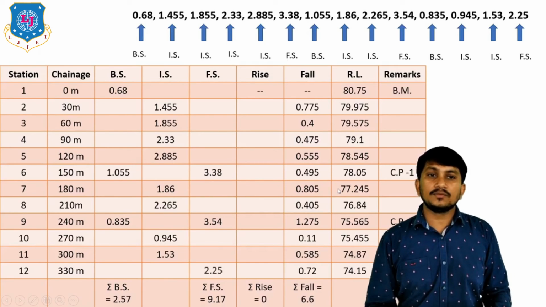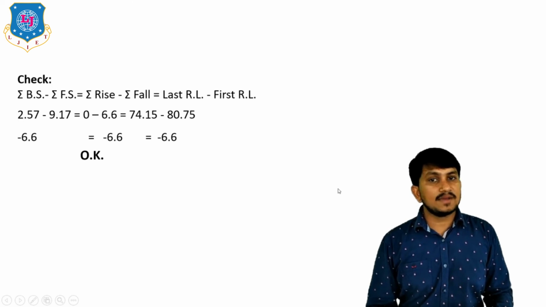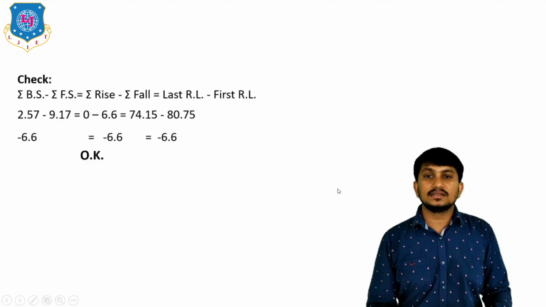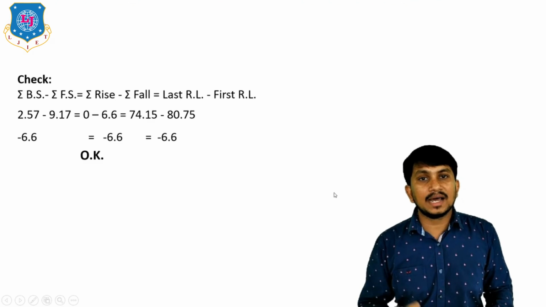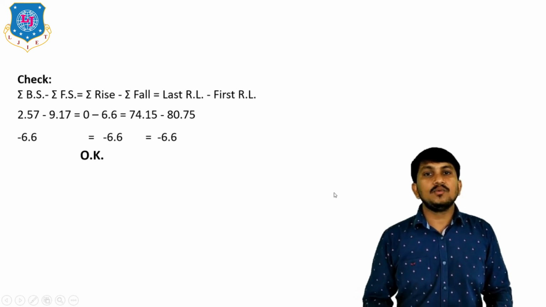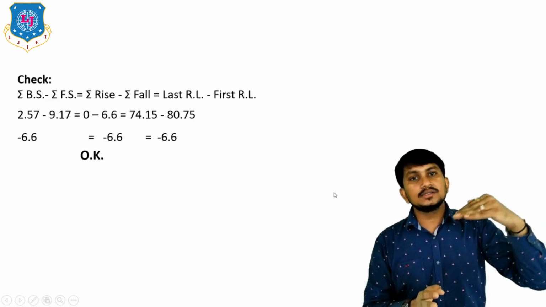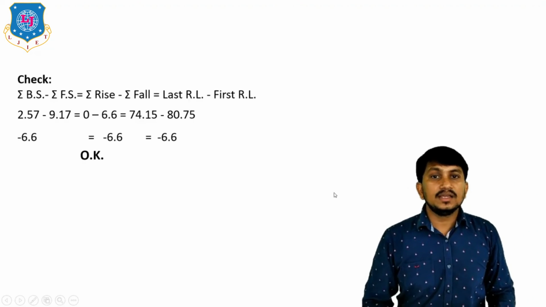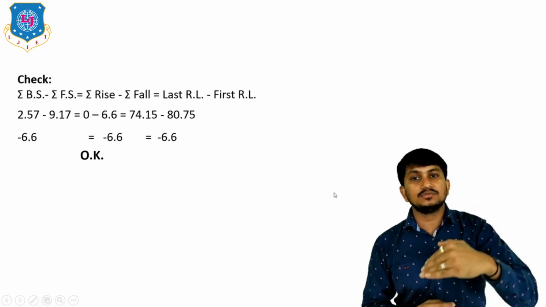After calculating the RL of all points, we have to check the RL. For checking in the rise and fall method, sigma BS minus sigma FS should be equal to sigma rise minus sigma fall, which should be equal to last RL minus first RL. Here the values are similar, minus 6.6. So the check is okay, and the above RL values of all points are correct. This is how we can calculate the RL of all points where there is continuously sloping ground. Here in the example, all the values are in the fall column because the ground is continuously falling.